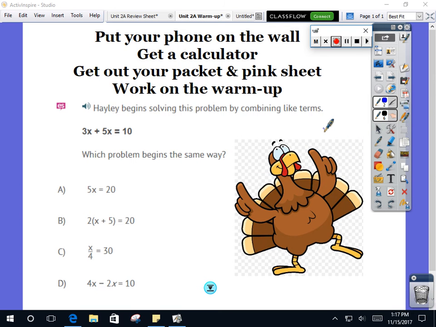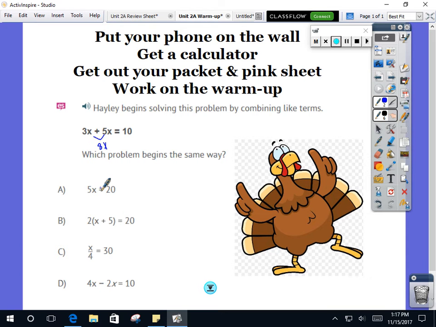Haley begins solving this problem by combining like terms. 3x plus 5x equals 10. So think about it. If you were to solve this problem, the first thing you would do is combine those like terms and get an 8x, correct? They wanted to know which problem down here would begin the same way.